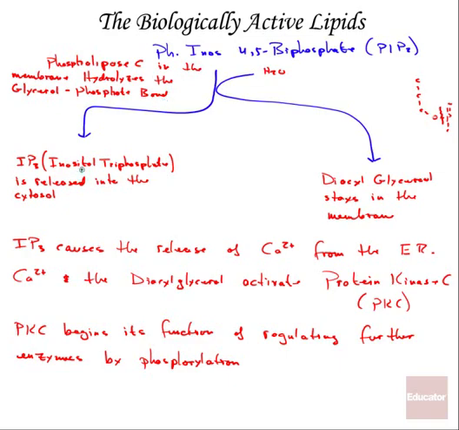The IP3 is released into the cytosol. The diacylglycerol stays in the membrane. The IP3 causes the release of calcium from the endoplasmic reticulum. The calcium and the diacylglycerol activate protein kinase C. And protein kinase C starts its function of regulating further enzymes to do whatever it is that they're going to do. So this is the signal pathway that's taking place from this phosphatidyl inositol. Okay, now let's go ahead and take a look at this schematically or diagrammatically here.